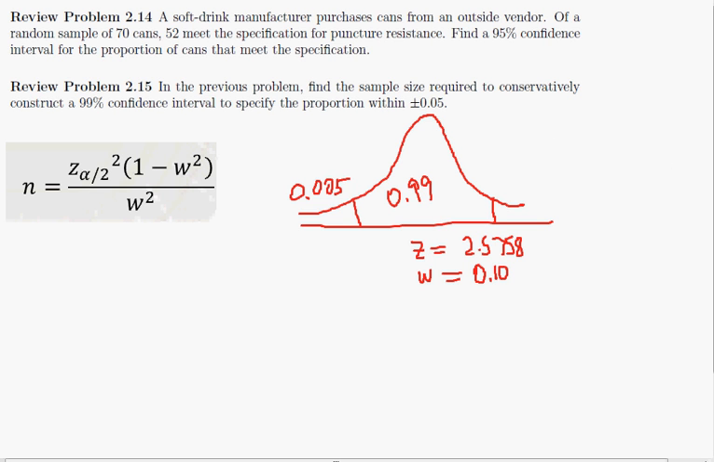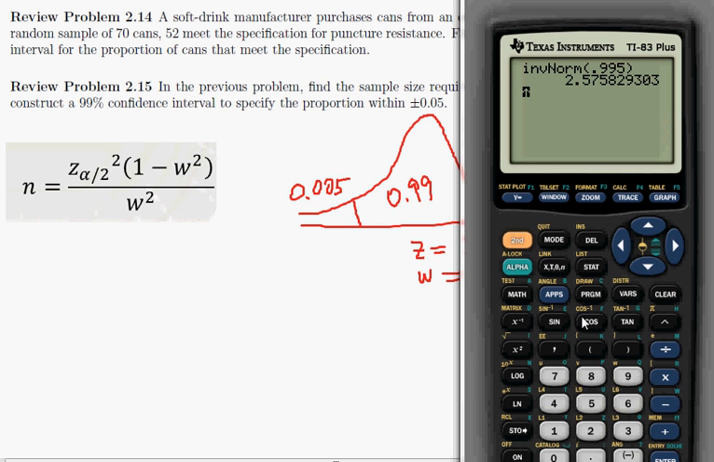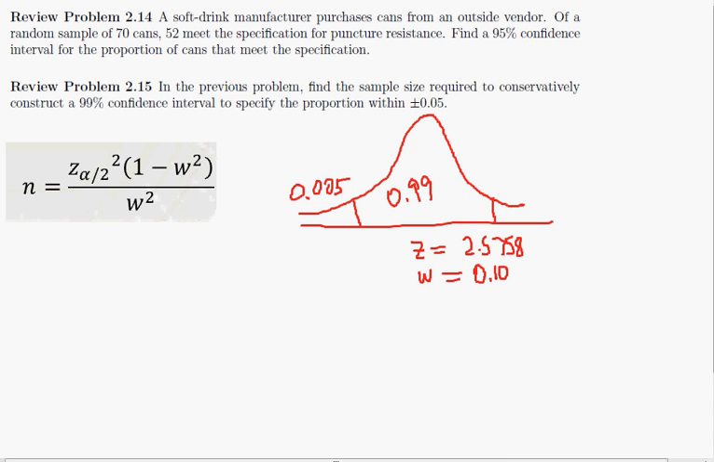Okay, so now it's just a matter of plugging into the formula and seeing what we get. So popping the calculator out, we have the thing that we just got, squared, times 1 minus 0.1 squared, divided by 0.1 squared, and we get an answer of 656.8. And so always to be safe, we round up to the nearest integer, 657. So the answer for this problem is that n is equal to 657, and that is the number we need to conservatively construct a 99% confidence interval with a margin of error of 0.05.